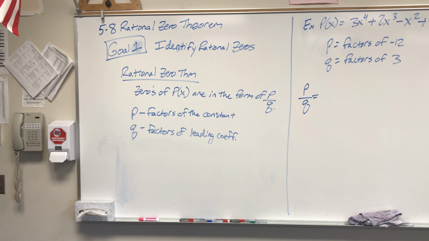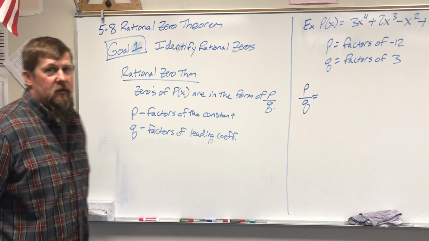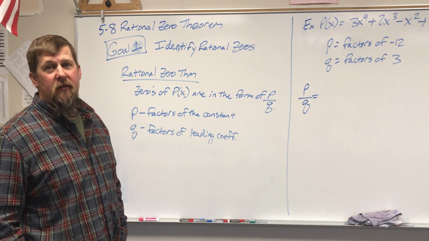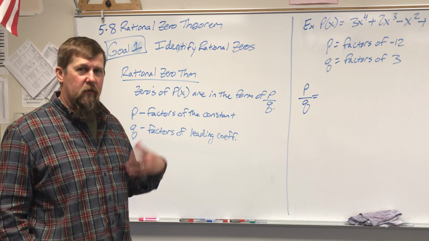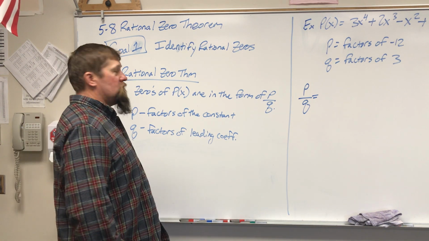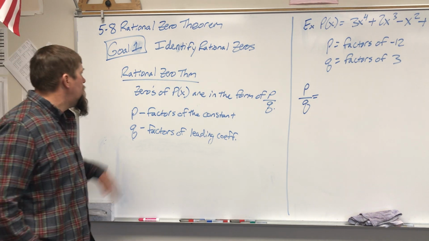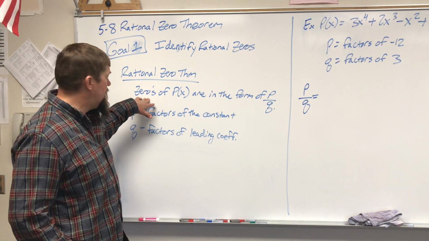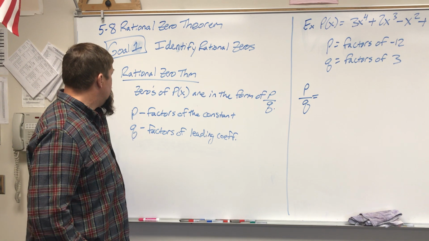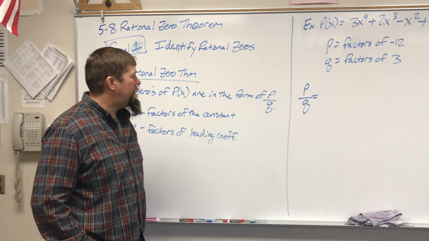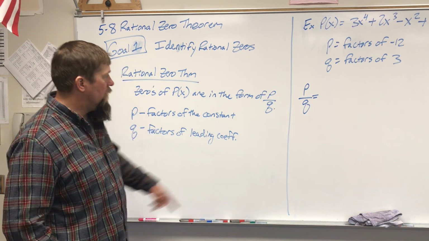5-8 rational zero theorem. Goal 1 is to identify the rational zeros of a polynomial. What that basically means is any of the zeros that are integers or fractions, anything that's rational number. The rational zero theorem is basically, I just kind of wrote this in my own words, the zeros of p of x that are in the form of p over q, so a rational number.